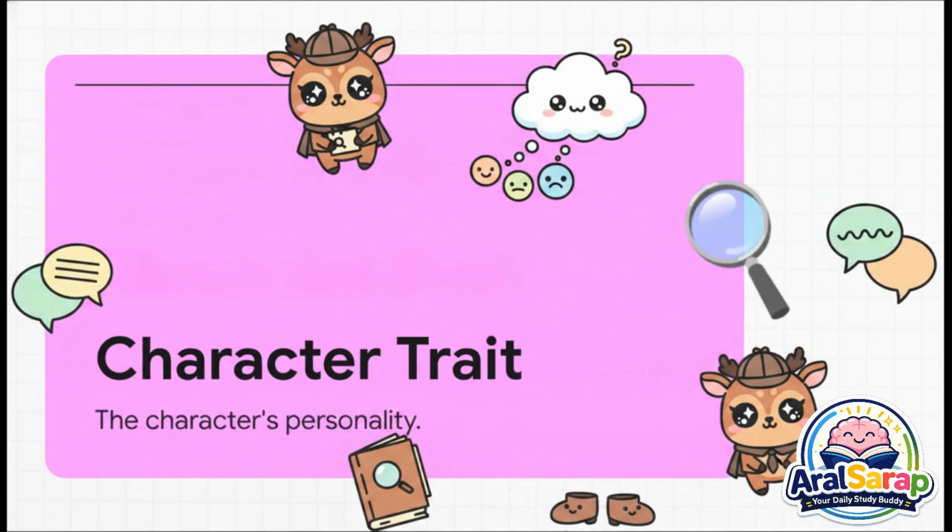And finally, we reach the 4th element, character traits. A character trait is the underlying personality of a person, animal, or even an object presented as a person in a story.